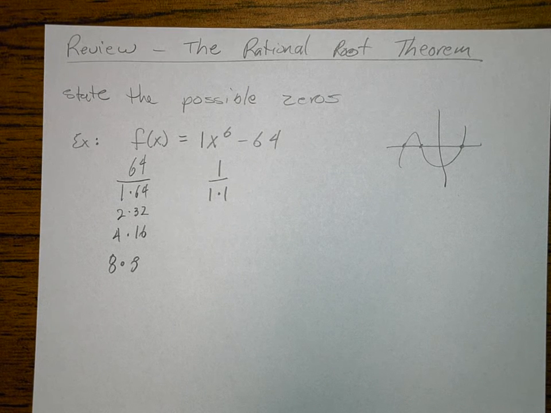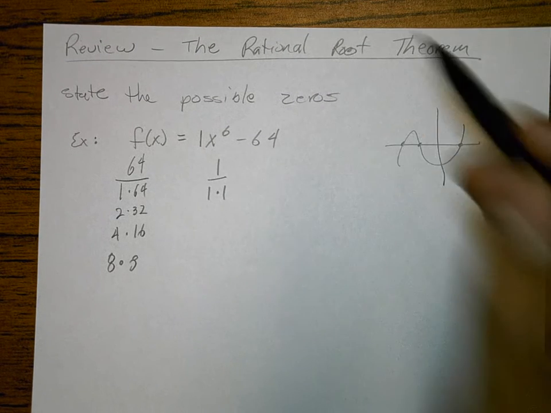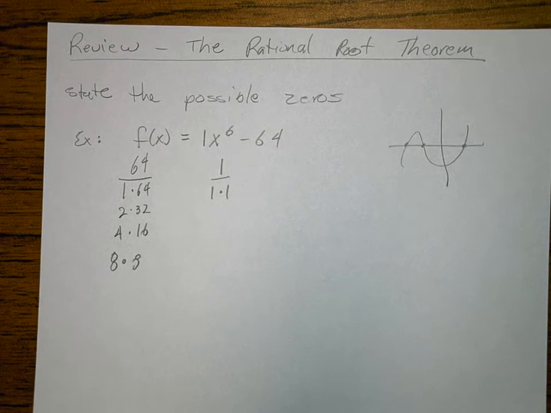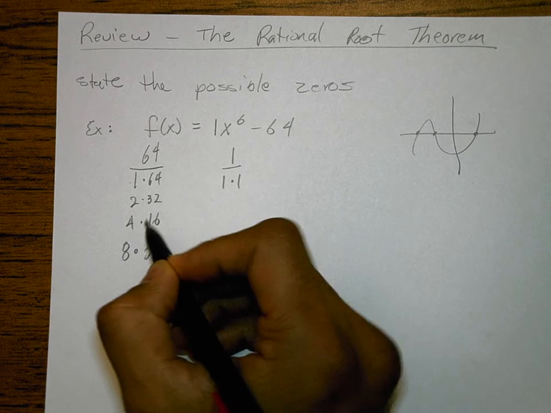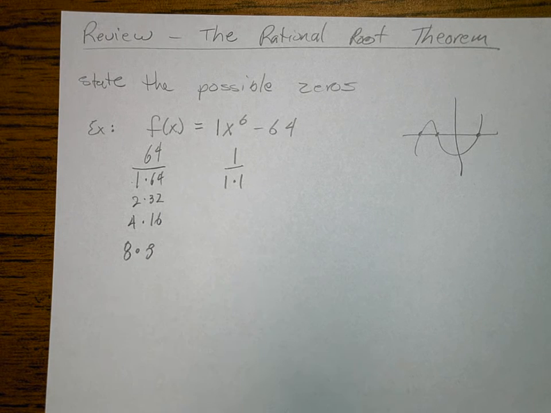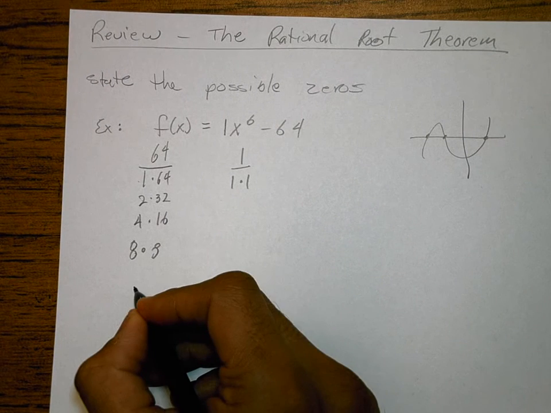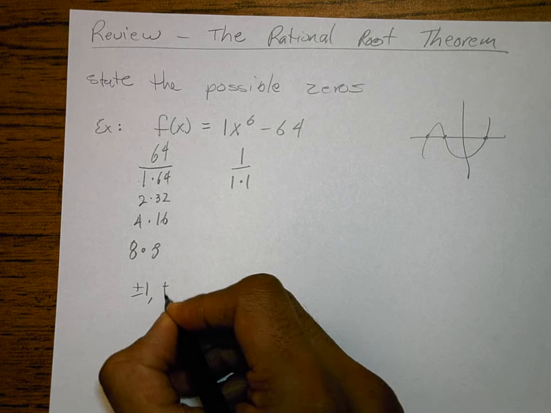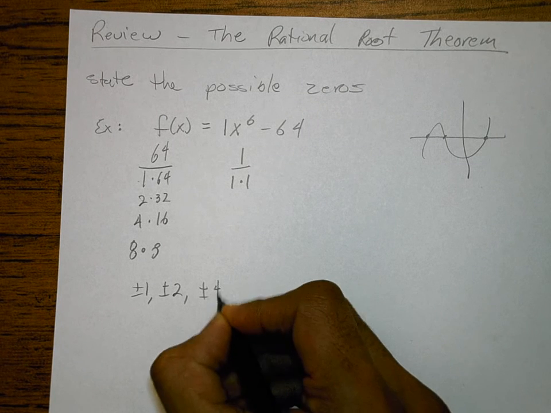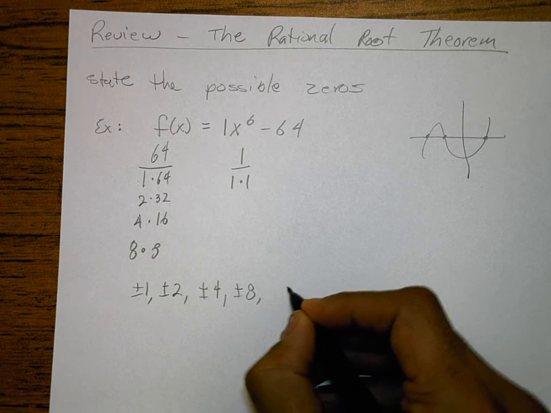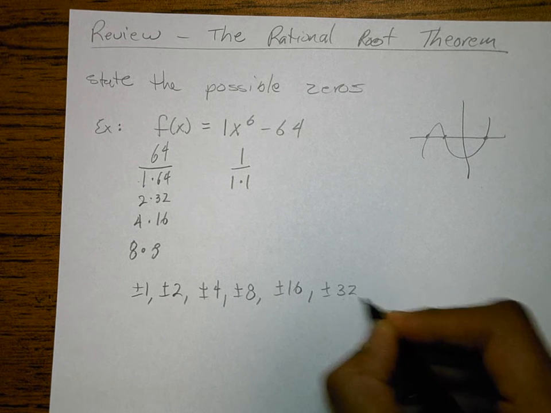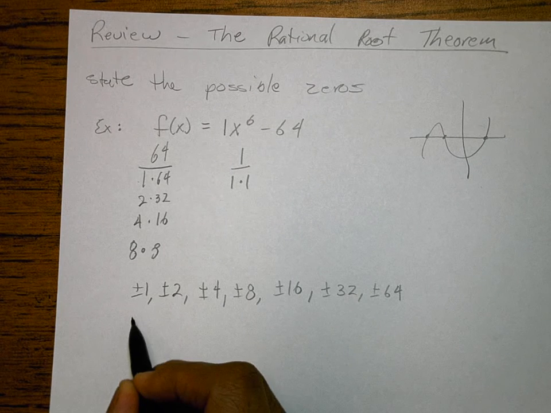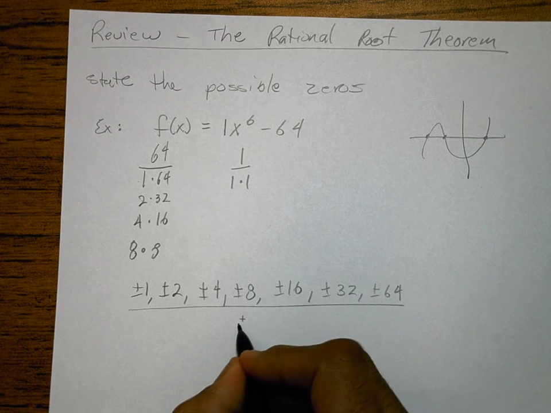Then what you do is put all the factors of the last term over all the factors of the first term. This one's pretty easy because there's not that many factors. I'm going to put them in order: 1, 2, 4, 8, 16, 32, 64. Those are all the different numbers, and you do plus or minus. So it's plus or minus 1, plus or minus 2, plus or minus 4, plus or minus 8, plus or minus 16, plus or minus 32, and plus or minus 64, all over the factors of the first term, which is just plus or minus 1.